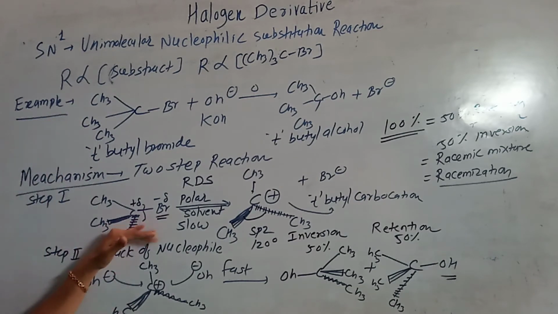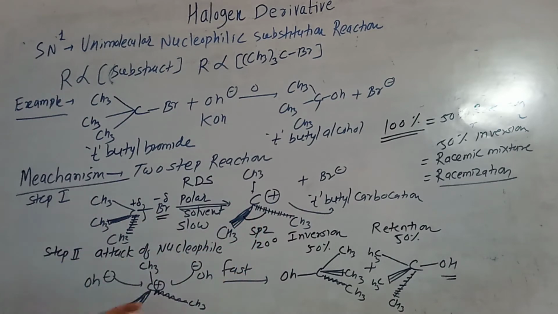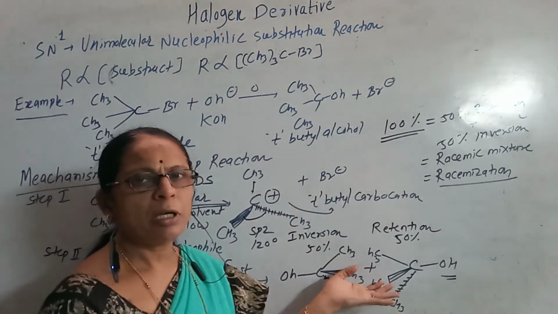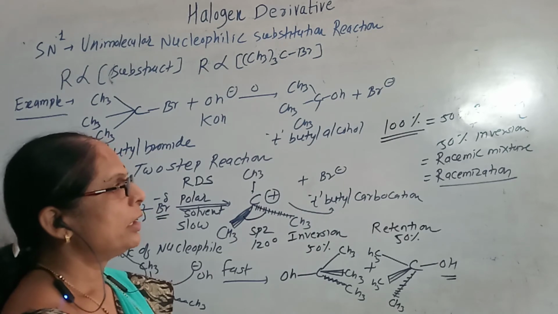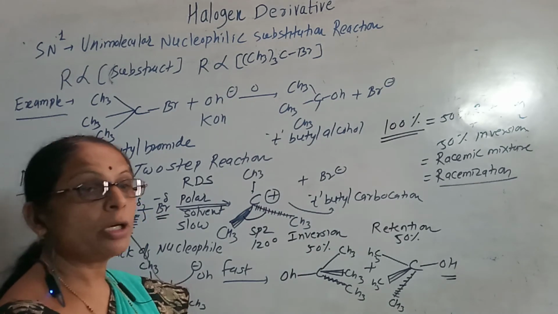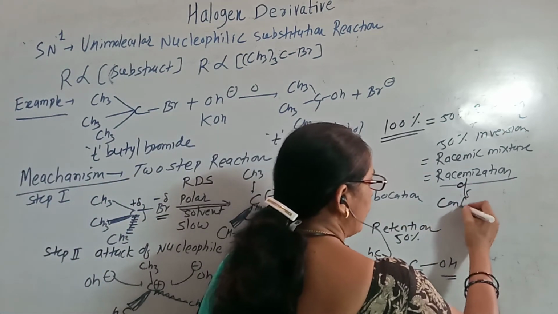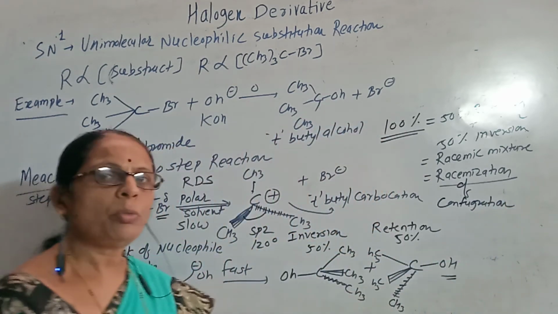The first step is the breaking of the C-Br bond and formation of the tertiary butyl carbocation. In the second step, the nucleophile attacks from both sides and there is 50% retention and 50% inversion of the product, and so therefore we can say that the reaction occurs with racemization of the configuration. Configuration is the arrangement of atoms or groups of atoms around the carbon.